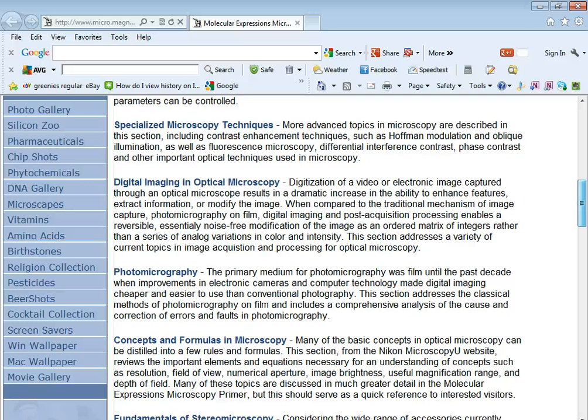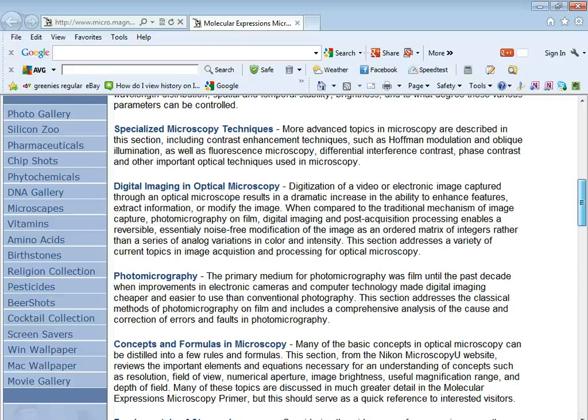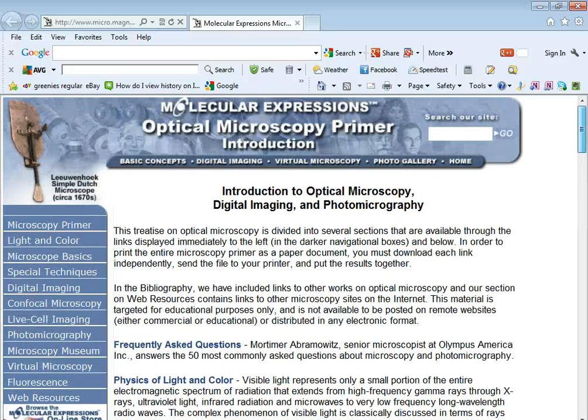There's a photo gallery if you look up at the top of this list on the left, and down at the bottom is a movie gallery that's got some wonderful videos of bacteria, protozoa, and algae, real-time videos, short videos. It's just a phenomenal website.